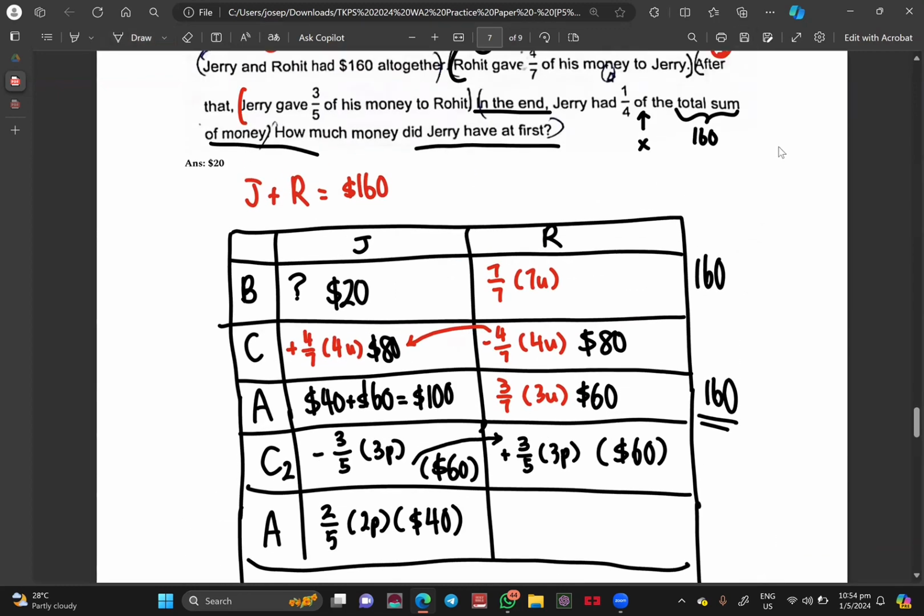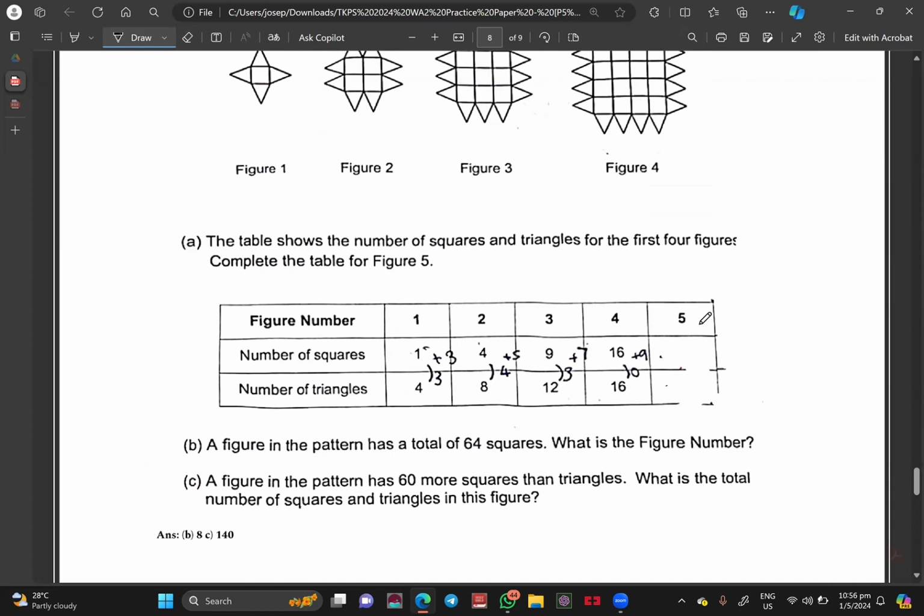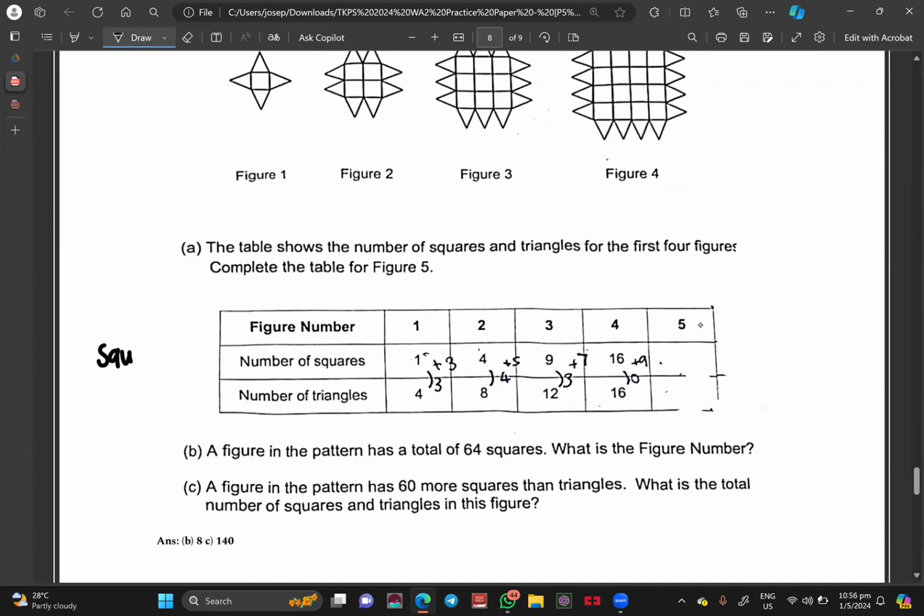This is a patterns question. Now, as you can see over here, when we talk about the number of squares, we know that these are what we call square numbers. Like I said, these are square numbers: 1, 4, 9, 16. These are all what we call square numbers.